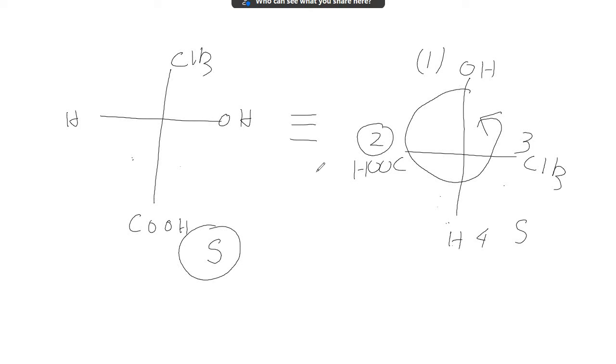Now, if we make one interchange, not two, one interchange, then the absolute configuration will be opposite to that of the original compound. If one rotation or odd number of rotations, even number of rotations gives the same absolute configuration, odd rotations give the opposite absolute configuration. Just I am writing that.